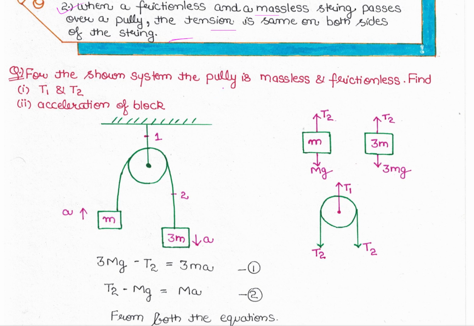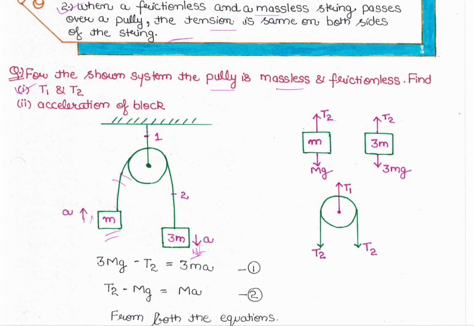Now for the shown system, the pulley is massless and frictionless. Find the tension T1 and T2. So this is the string which has masses m and 3m, and the acceleration of this mass is A, and the acceleration of the other mass is also A, and it would be in this direction, because this is the same string and this is another string.